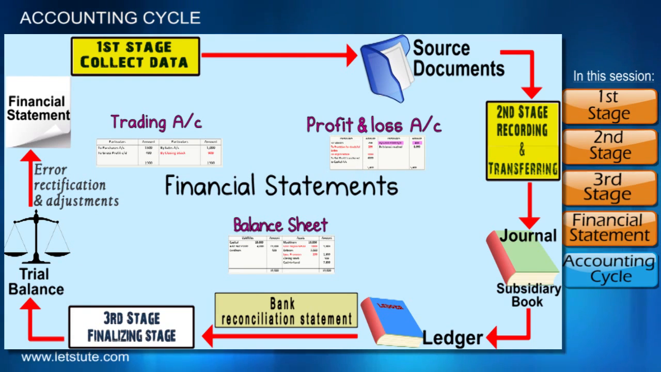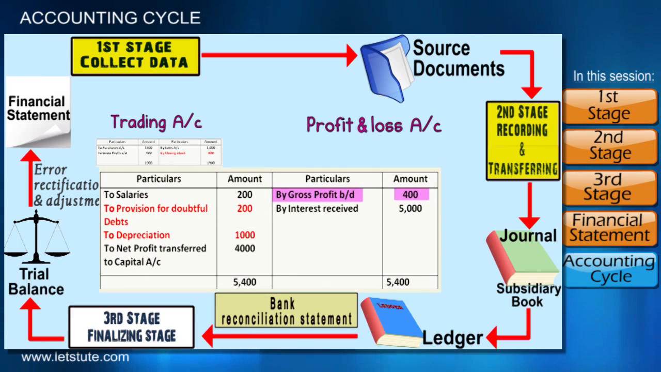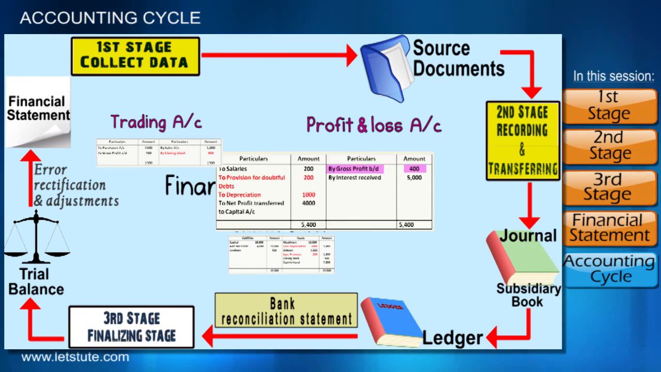So the next statement is the profit and loss account, where expenses and incomes related to day-to-day administration, selling and distribution, and finance are recorded. This profit and loss statement gives us the net profit for the entire accounting period.